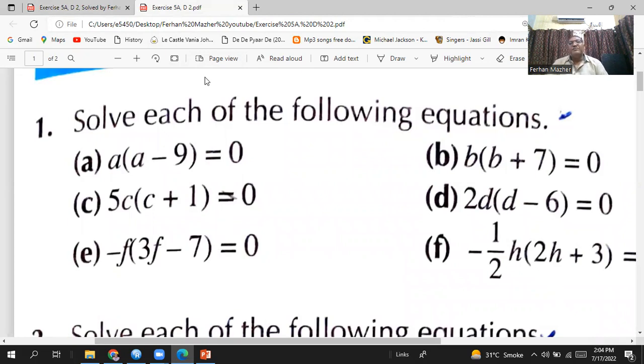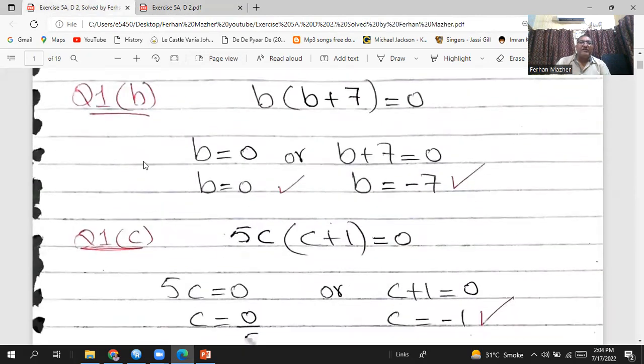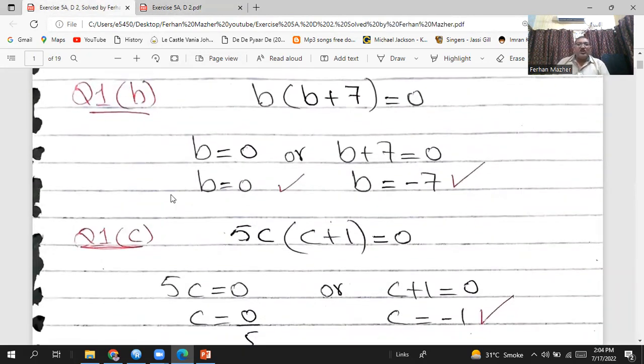The b part says b bracket b plus 7 bracket close equals 0. These are two numbers multiplying with each other and their answer is 0. So either b is 0 or the b plus 7 bracket is 0. So we will make them equal to 0. b equals 0 and b plus 7 equals 0. The plus 7 will go to the other side and become minus 7. So b equals 0 is one value, and the other value is b equals minus 7.